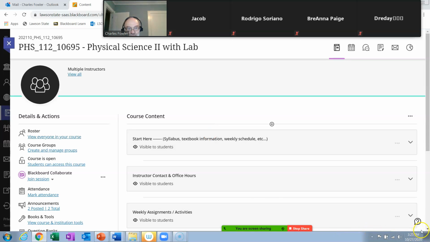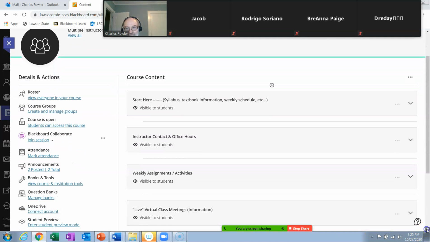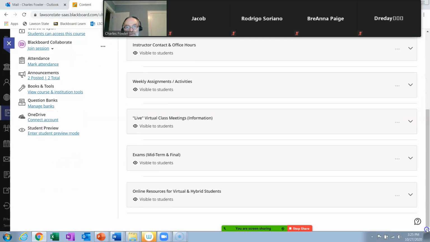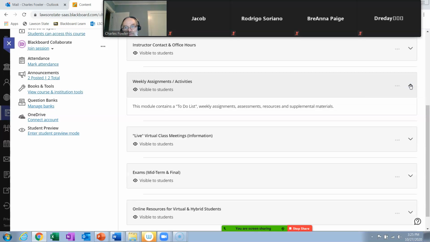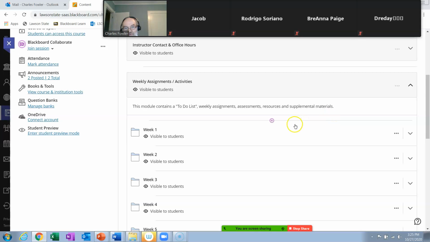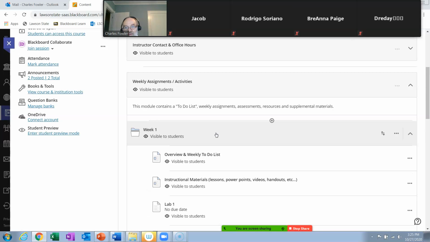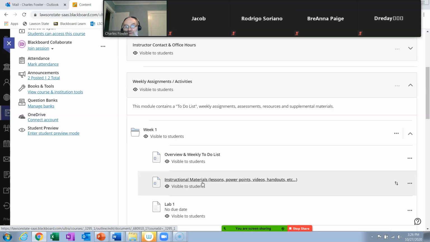Now, what I'm going to do is scroll down here to weekly assignments and activities. I'm going to open that. I usually use the down arrow key for that. So let's open it, and then it's going to open the various weeks. So let's go to week 1. Now, the overview and weekly to-do list, that's just housekeeping. The instruction materials, that's where most of the stuff is located. So I'm going to open instruction materials for week 1.